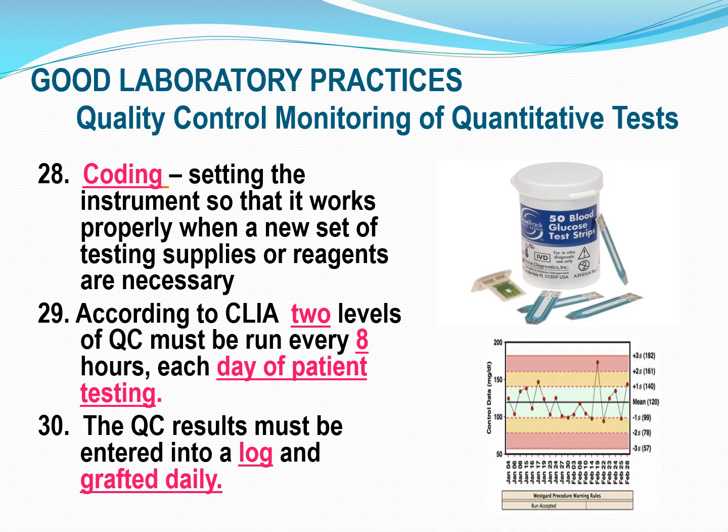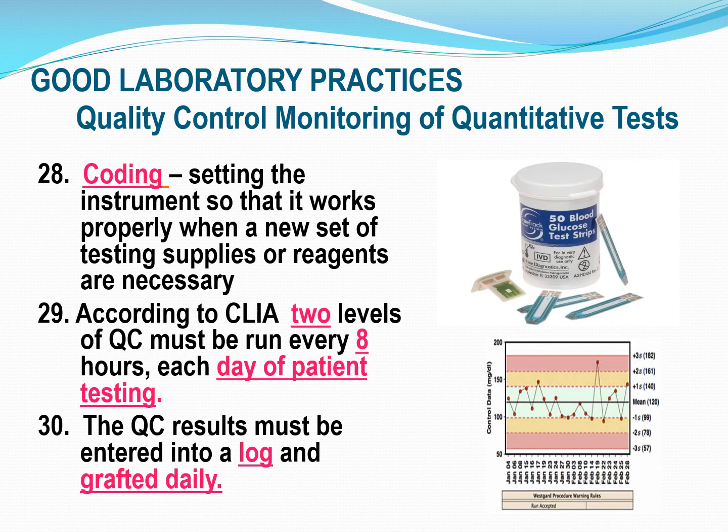So according to CLIA, like I said earlier, two levels of QC must be run every 8 hours each day of patient testing. Now, what that means is, if you worked at a place that did glucose almost every single day, day in and day out, a lot of times you would come in and go ahead and run those glucose external controls just to get it out of the way because you know you're going to have one done that day.